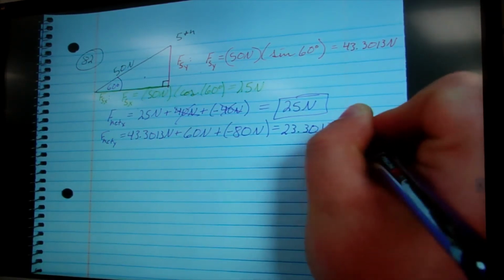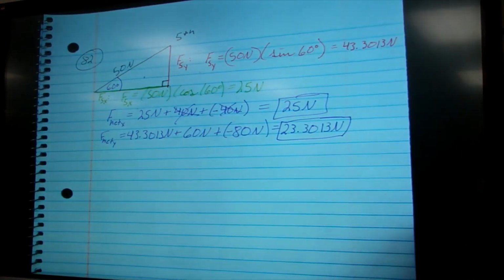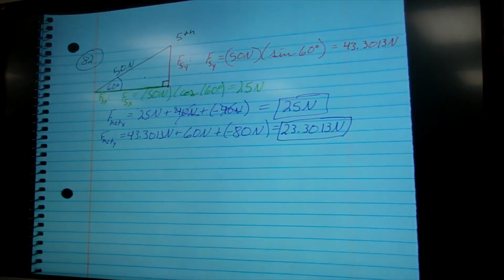23.3013 newtons. So that's my right component vectors. Okay, is that the answer? No. Do you ever think the first number we get in here is ever the answer? Sometimes. If it's not the first number we have, if it's not all pages, then it's not.